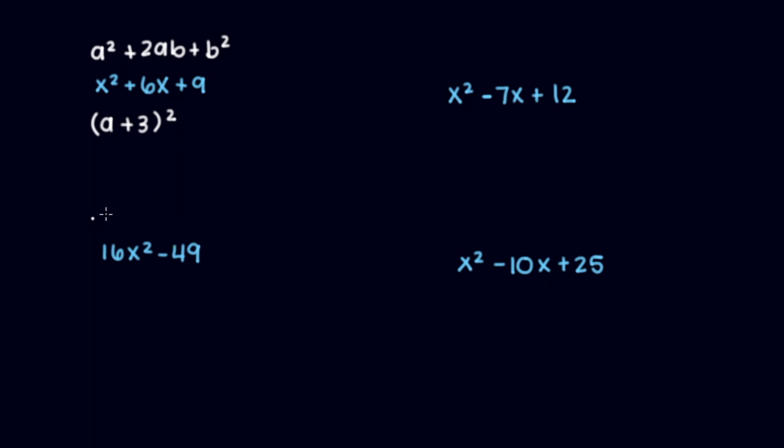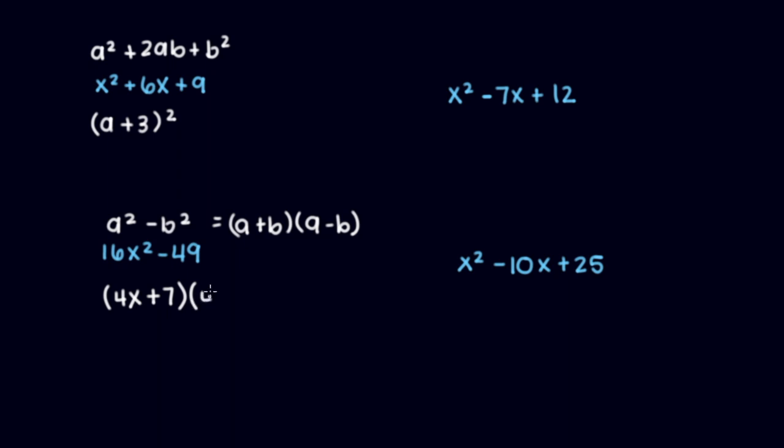Now in the second example, we have a polynomial of 2 terms, in other words, a binomial. That means it will most likely follow the difference of squares pattern. As a reminder, the difference of squares is a squared minus b squared, and that equals a plus b times a minus b. So in this case, the square root of 16x squared is 4x. The square root of 49 is 7. So we can do 4x plus 7 times 4x minus 7.